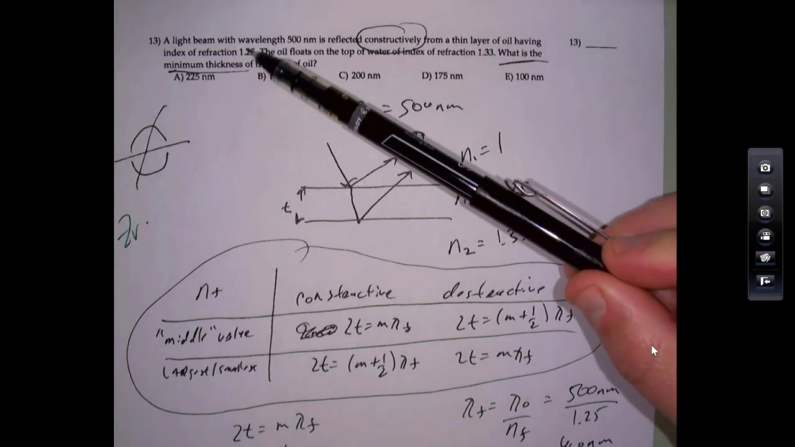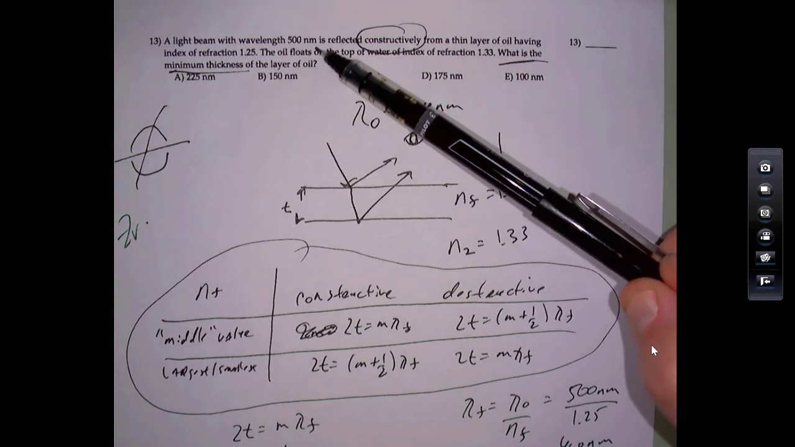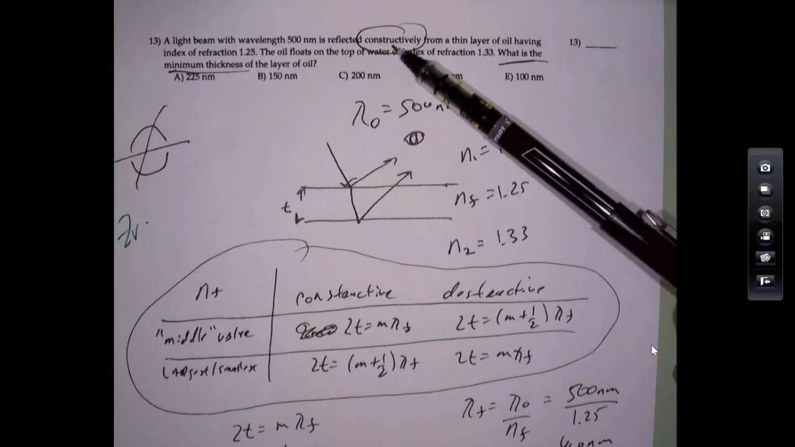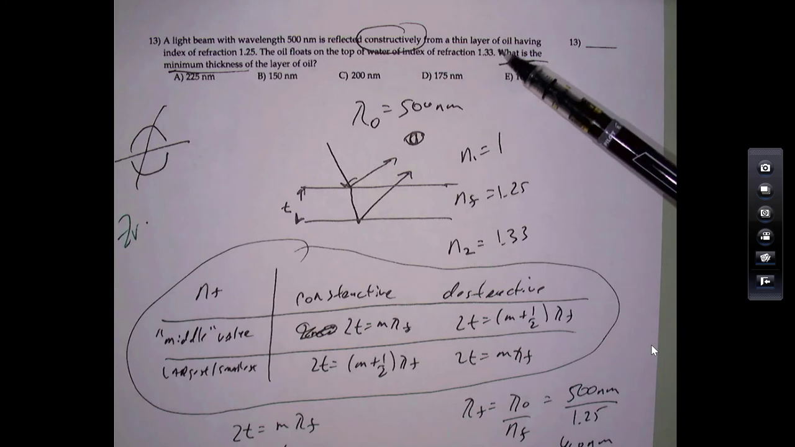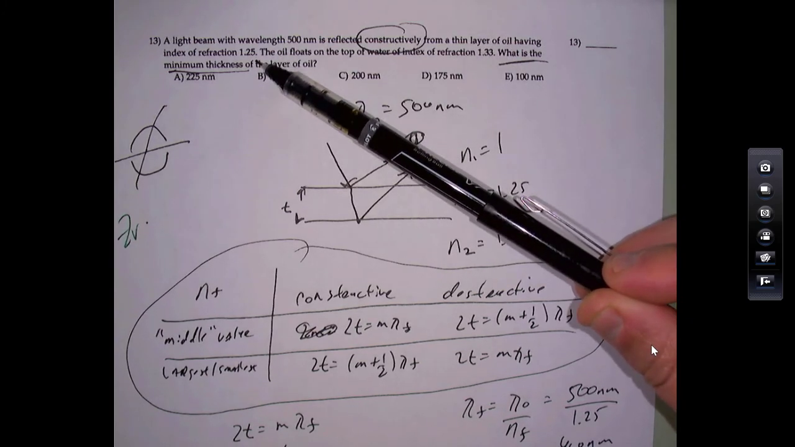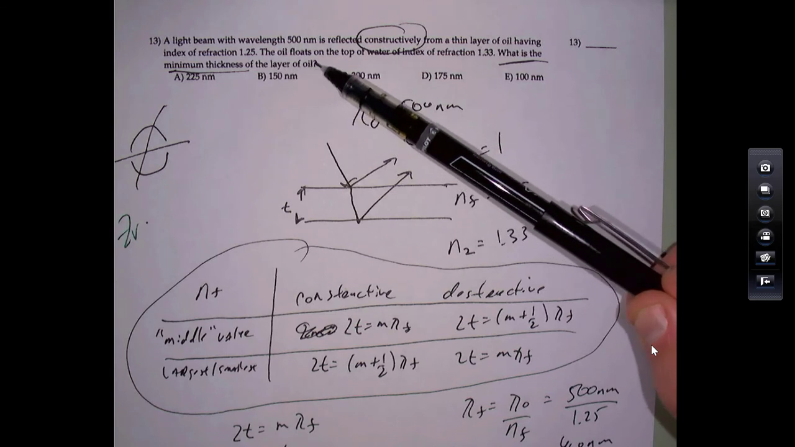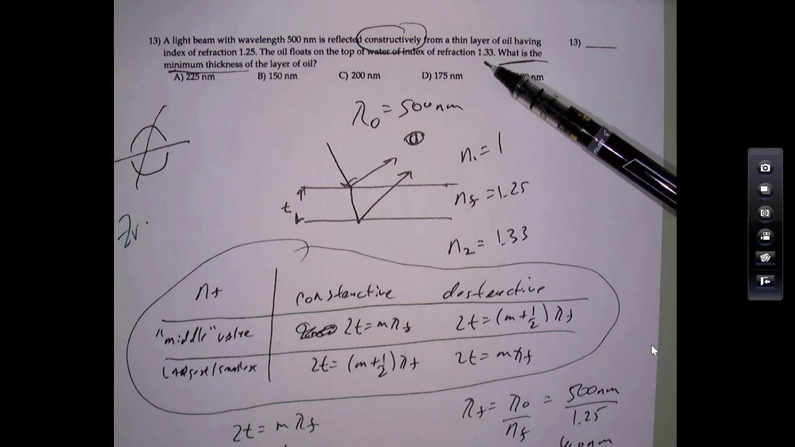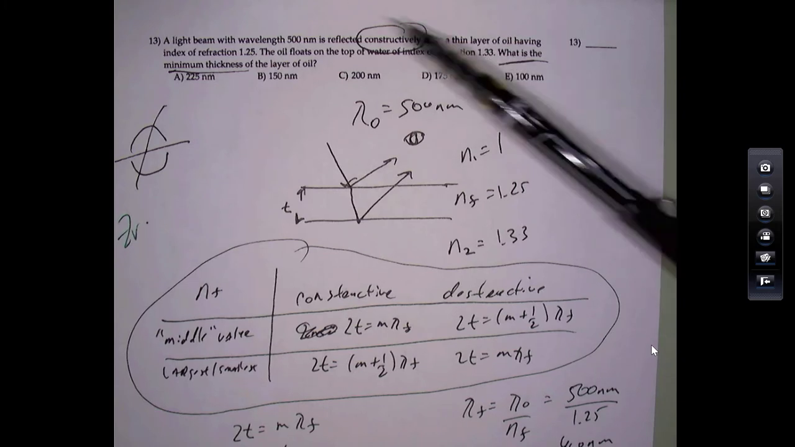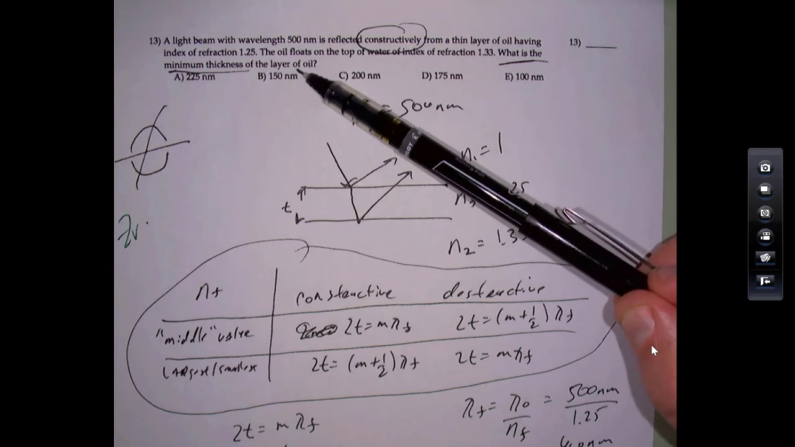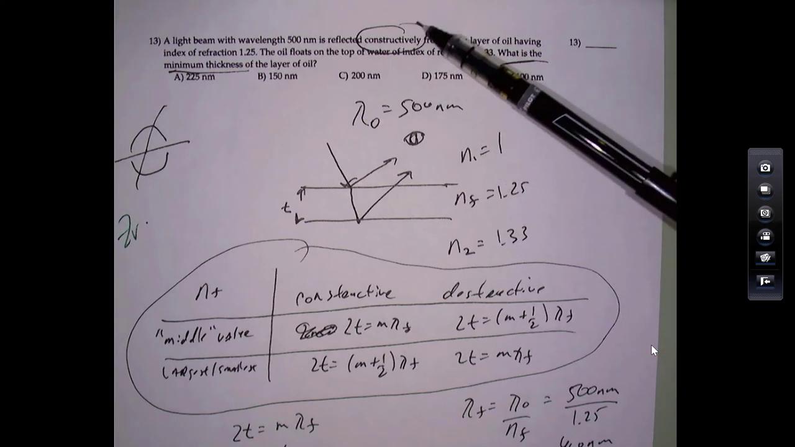So a light beam of wavelength 500 nanometers is reflected constructively. That's a really important piece of information there. From a thin layer of oil having an index of refraction of 1.25, the oil floats on top of water with index of refraction 1.33. What is the minimum thickness of the layer of oil? Okay, so first thing, constructive interference.